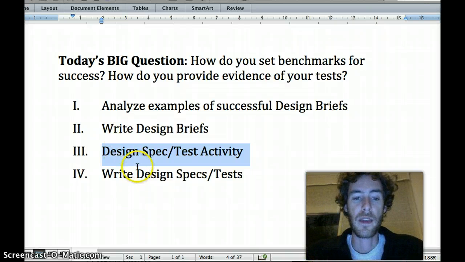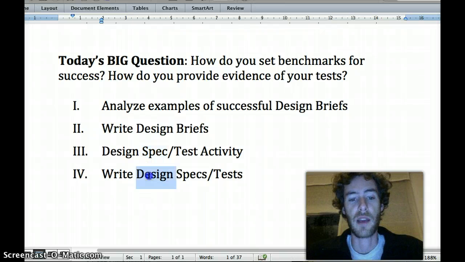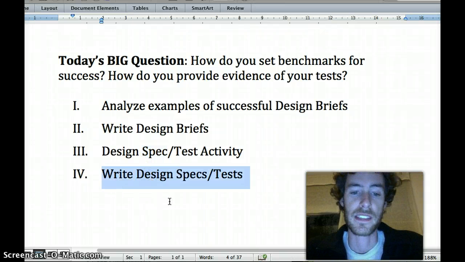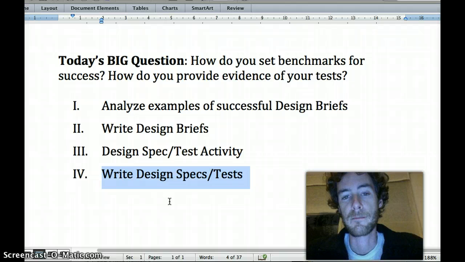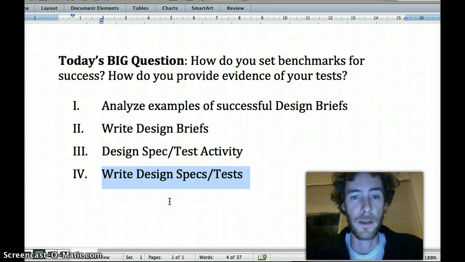Okay? And then once we've conducted that activity, I will give you the rest of the class to go ahead and write your design specs. And if there's any time remaining after that, I'll allow you to use that time to go ahead and polish up the rest of your investigate report, because it will be due at next class.